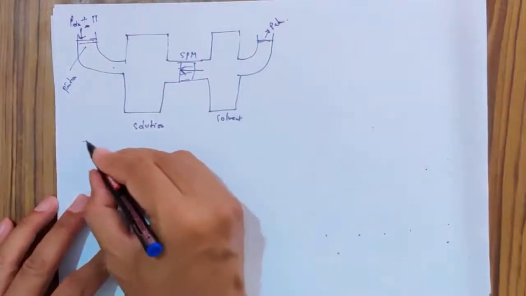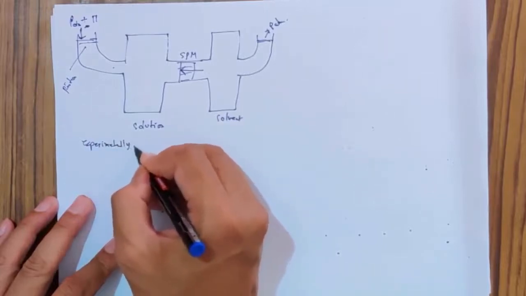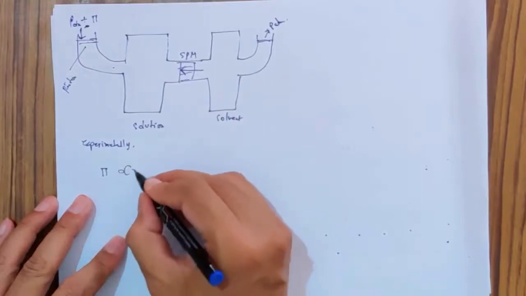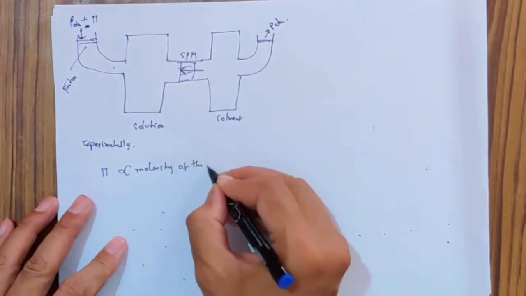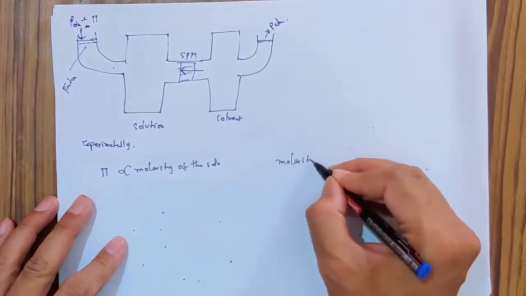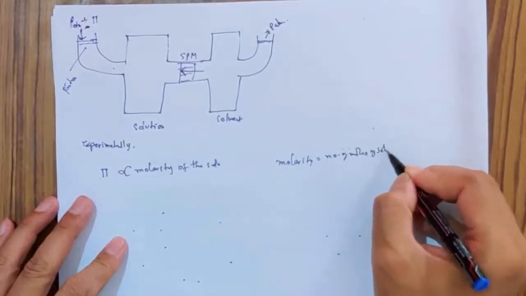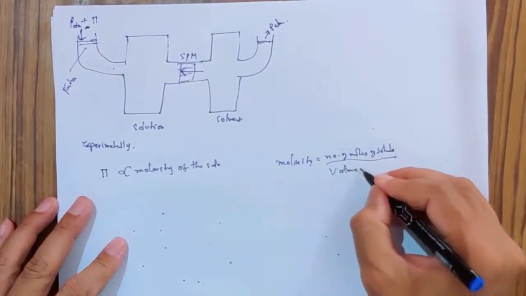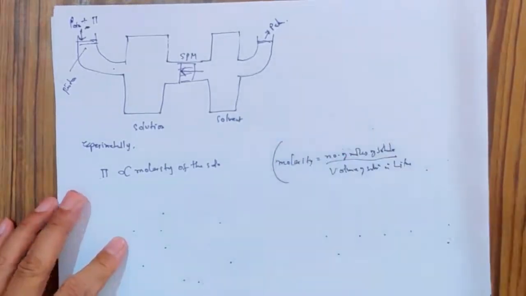Experimentally, osmotic pressure, which is pi, is directly proportional to molarity of the solution. Molarity is number of moles of solute divided by volume of solution in liter. Okay.